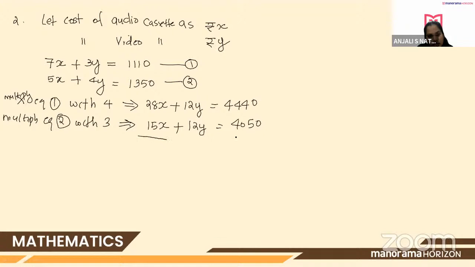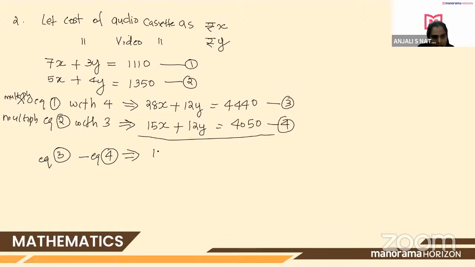So now we can subtract these equations. We can name them equation 3 and equation 4. Equation 3 minus equation 4 implies here we get 13x plus 0 is equal to 390, which implies x is equal to 390 by 13. So that is equal to 30.